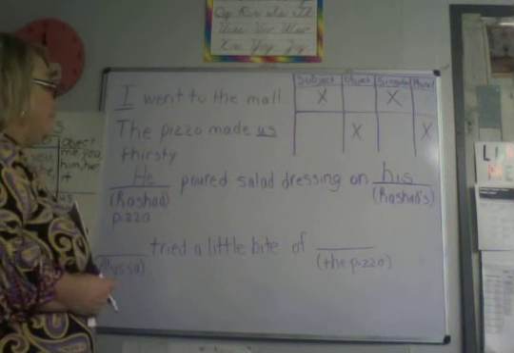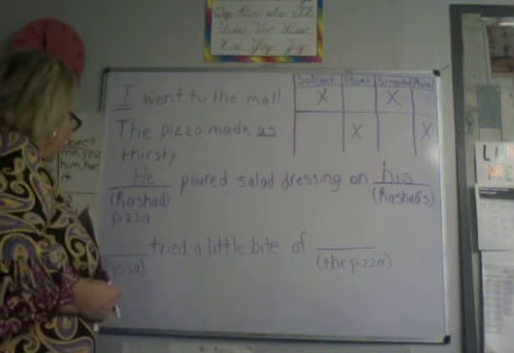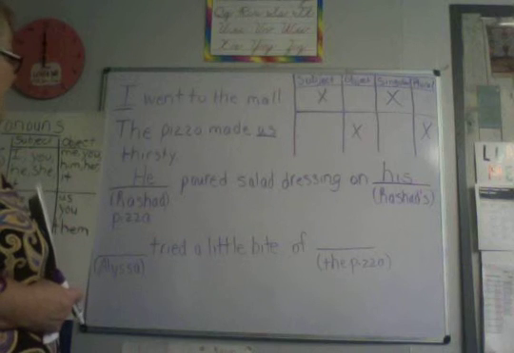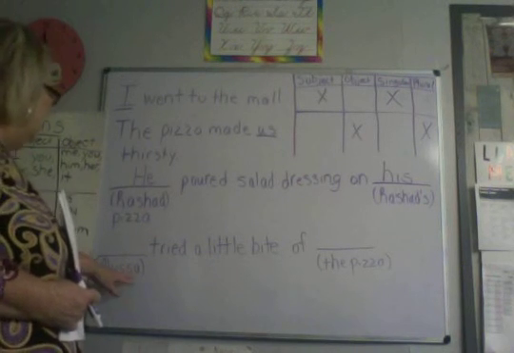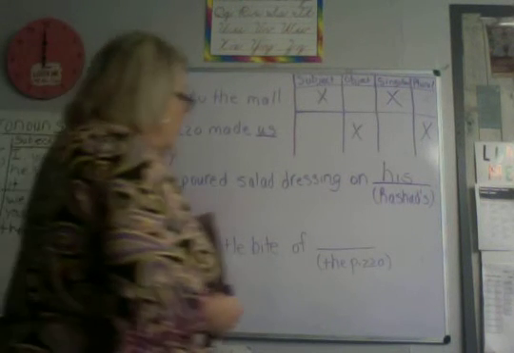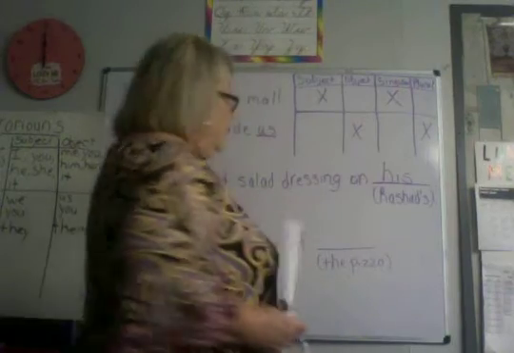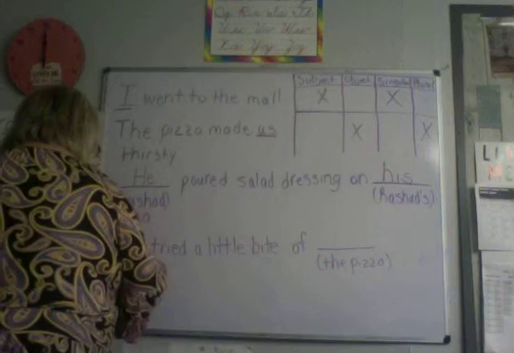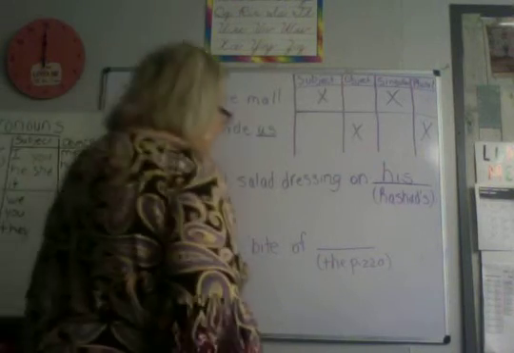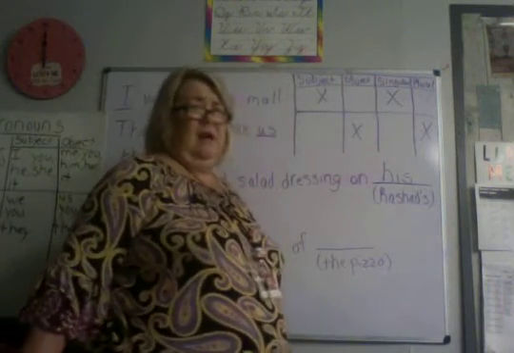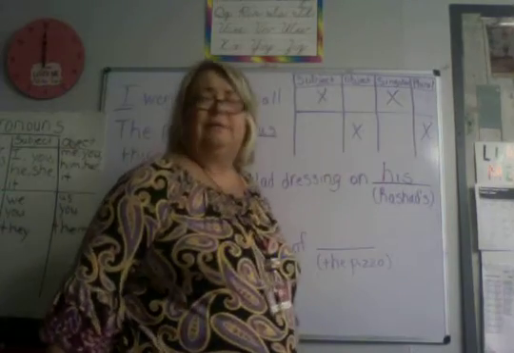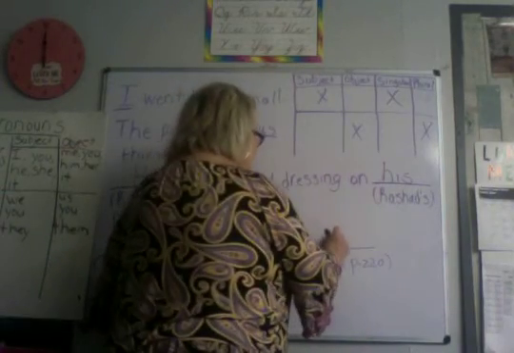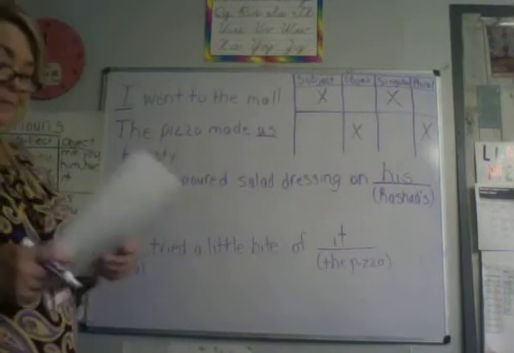Okay? And then the next one: blank tried a little bite of blank. Alyssa tried a little bite of the pizza. Alyssa is a girl, so she tried a little bite of, is pizza a he or a she? Pizza is an it. She tried a little bite of it.